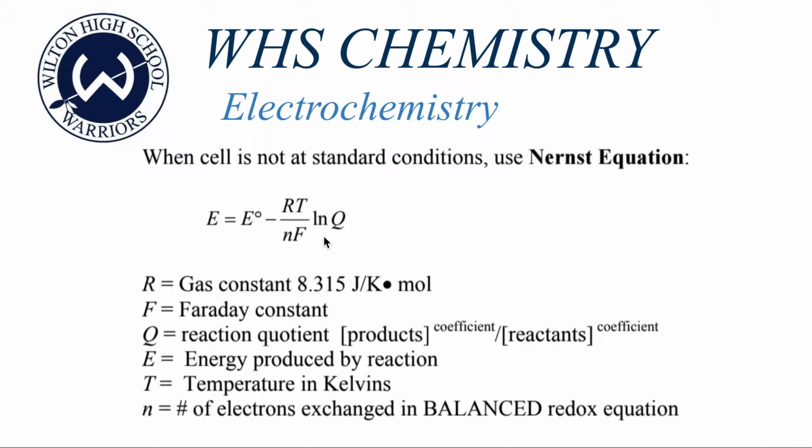E is the energy produced by the reaction. That's the E at the non-standard conditions, but we have E naught, which is at standard conditions, that you're given. And T is the temperature in kelvins. Make sure you don't have it in Celsius. And n is the number of electrons exchanged in the balanced redox equation.